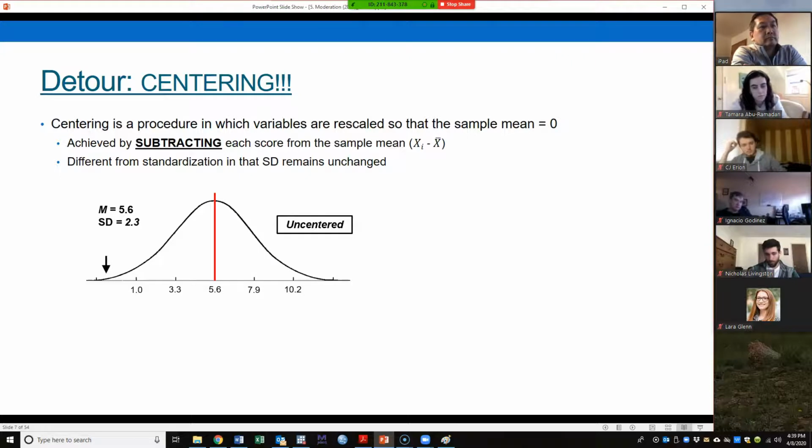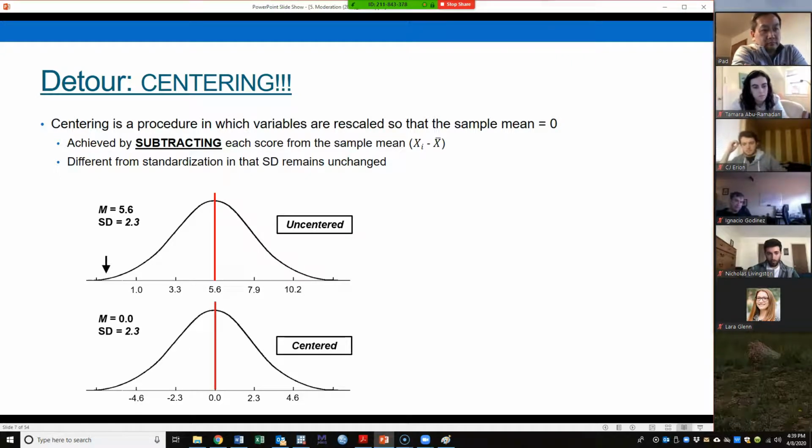If I go through and I center this variable, what I'm going to do is subtract the sample mean. So from all scores in my sample, I'm going to subtract 5.6. In my centered variable, my mean is now 0. Okay. This value, so the person that was 0 here, is now negative 5 something down here at the end. So everybody's position stays the same. Standard deviation stays the same. What I've just done is I've recentered this variable so that the mean value is equal to 0. Okay.